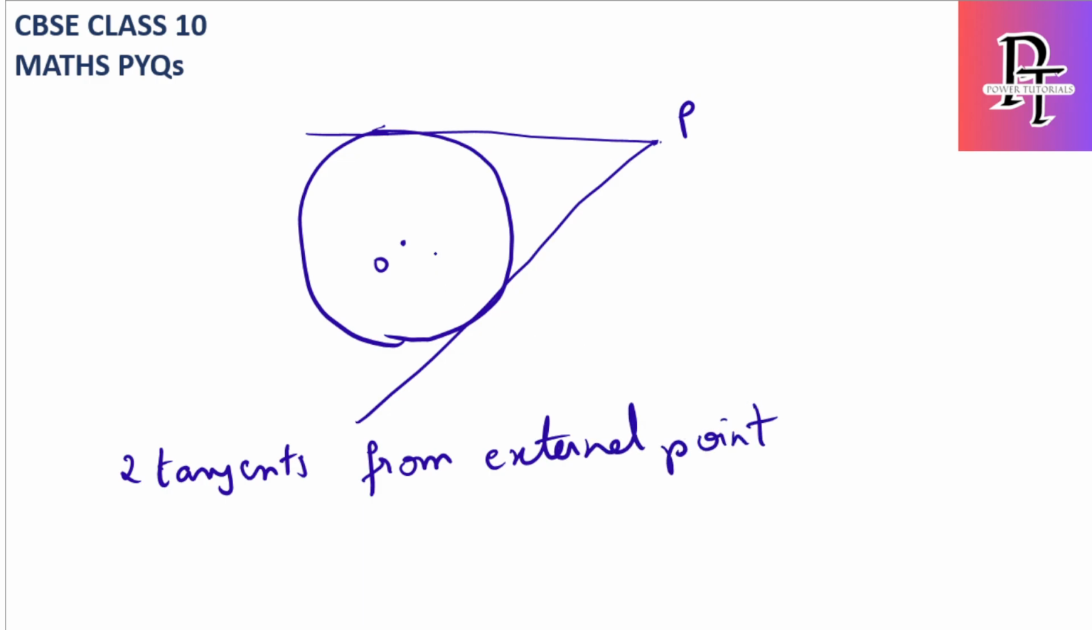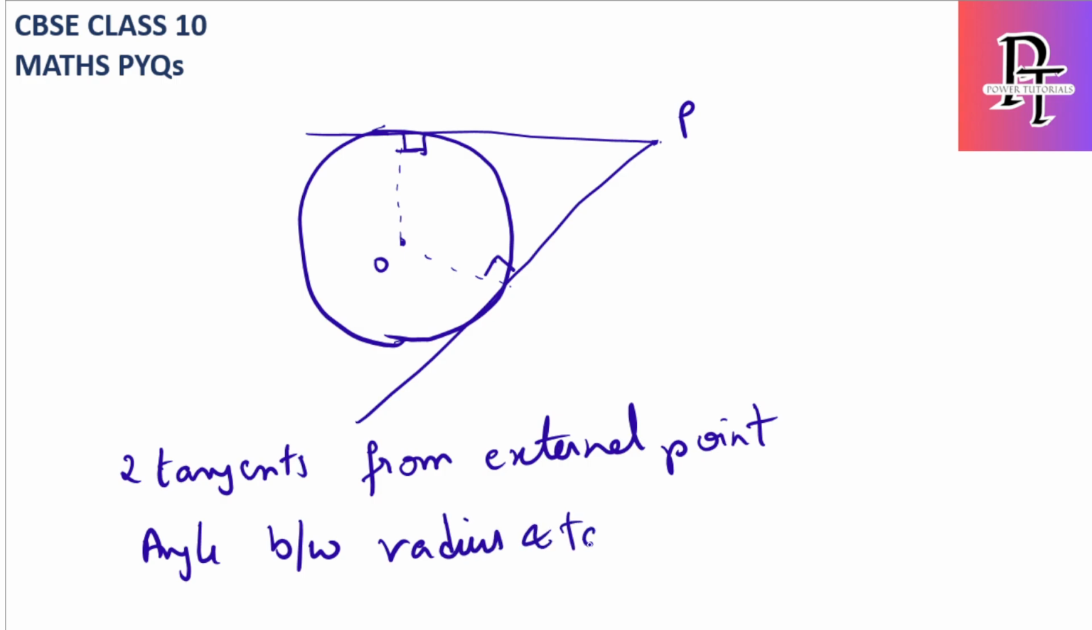A tangent is a line which is just touching the circle, and here you can see the angle from the center to the tangent should always be 90 degrees. Or else, simply you can say that the angle between radius and tangent is always 90 degrees. Okay, so this is the most important condition.